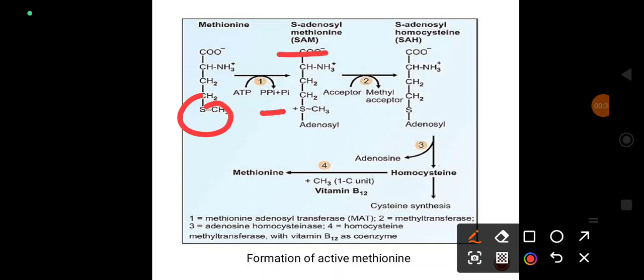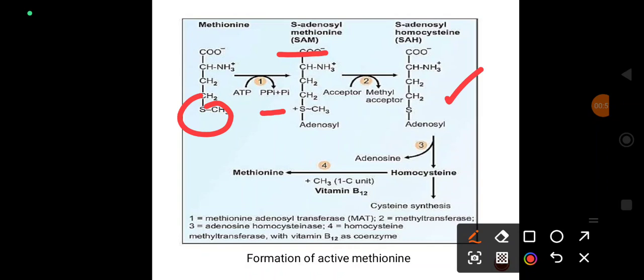It is a methyl donor. So the acceptor accepts methyl group from S-adenosyl methionine and the S-adenosyl methionine becomes S-adenosyl homocysteine. This S-adenosyl homocysteine releases adenosyl group to give you homocysteine.